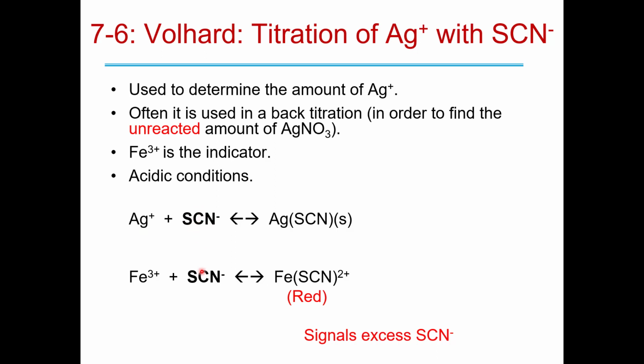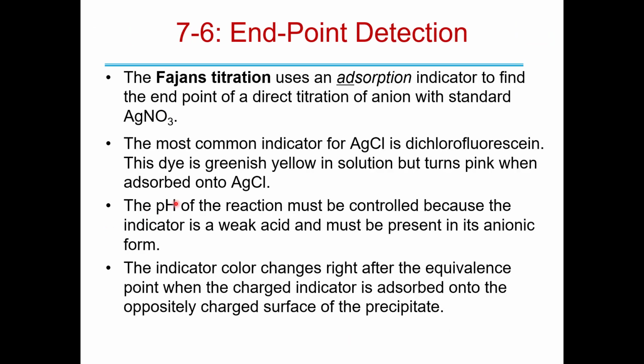Then that SCN, the thiocyanate anion, is going to react with the iron and form this complex ion, which has a red color. And so that red color signals that you should stop adding the thiocyanate. And from that, we're going to be able to calculate the excess moles of silver. So that's the Volhard titration.